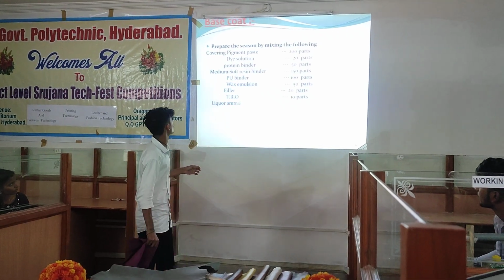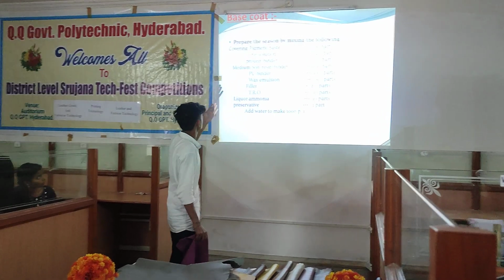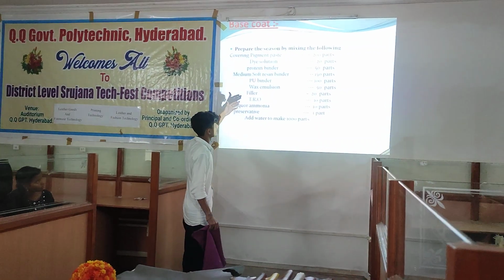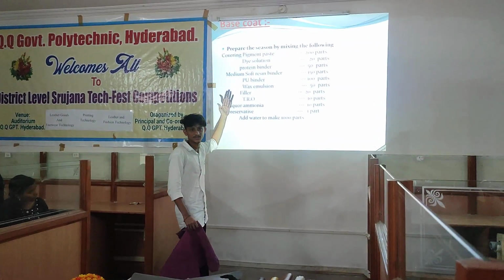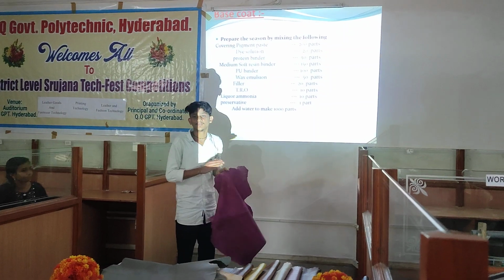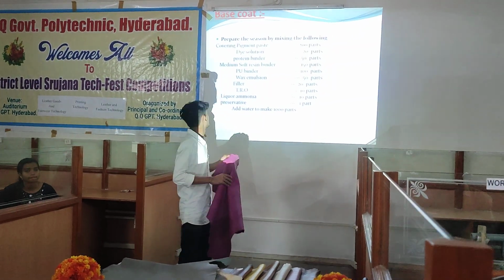Next, base coat. The base coat mixture is prepared using these chemicals. These chemicals are used for making base coat. Base coat is applied to the grain side to cover the defects of the grain.